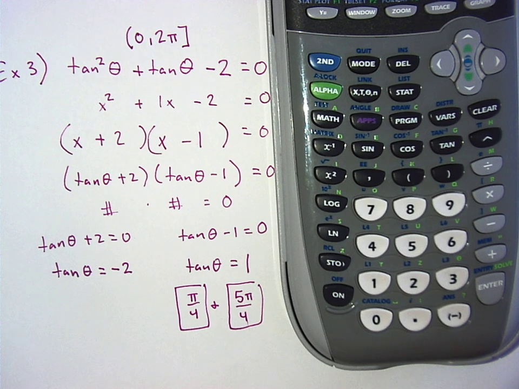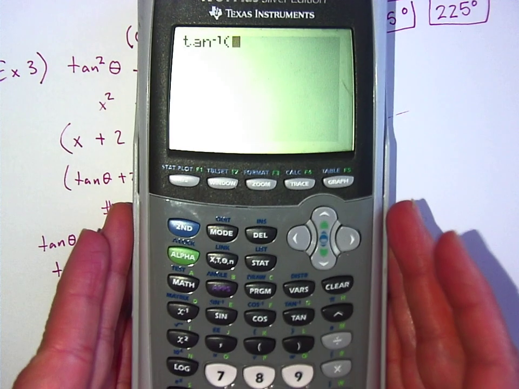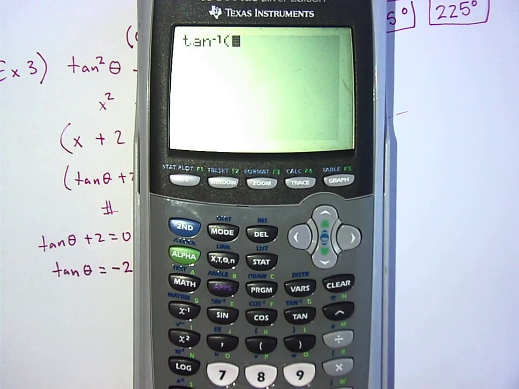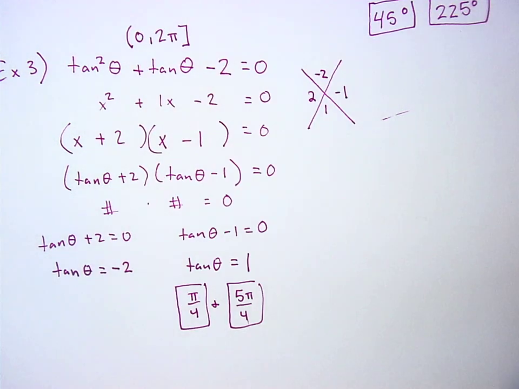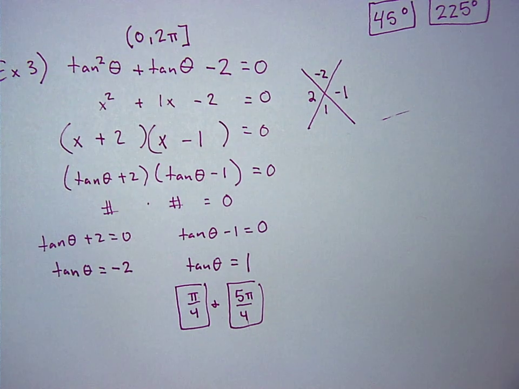Button. Second tangent, and then type in -2. You get -1.1. Okay.